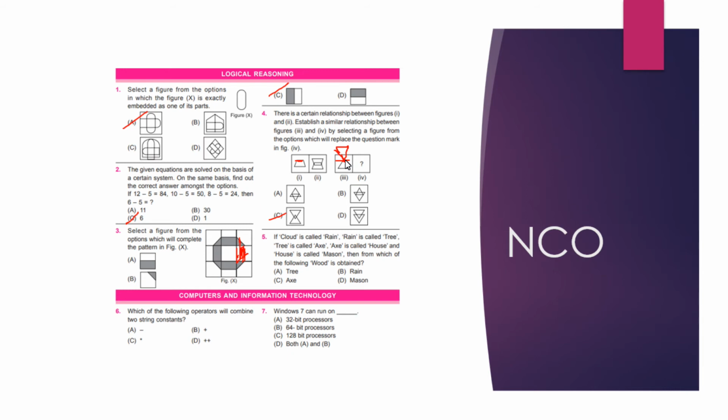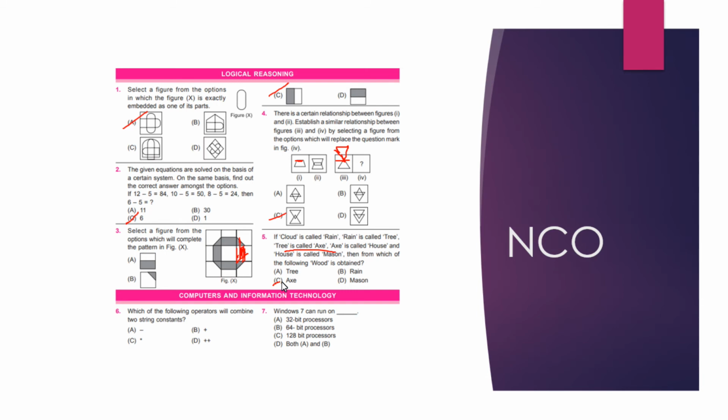If cloud is called rain, rain is called tree, tree is called axe, axe is called house, then house is called mason, then from which of the following is wood obtained? Obviously, it's axe. Axe is the answer, because they have said here that tree is called axe. Therefore, it's axe.